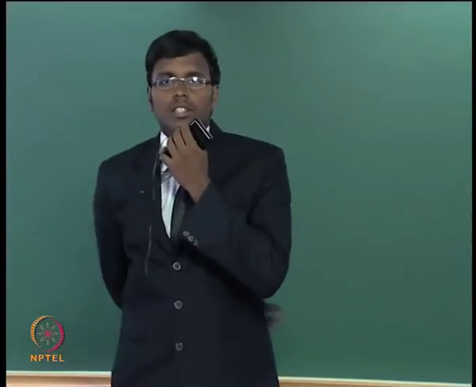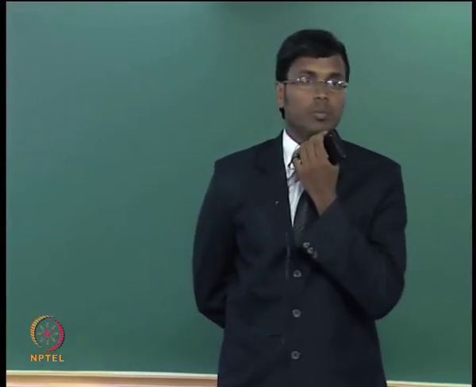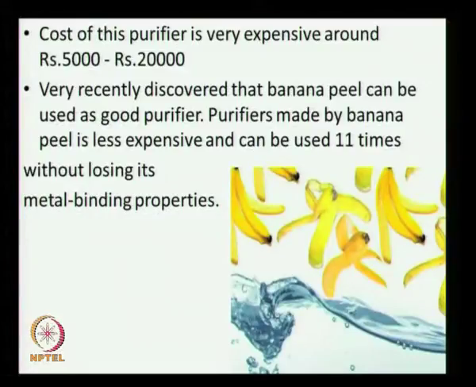The cost of the purifier is very expensive. It's around rupees 5,000 to rupees 20,000. Coming to the improvements, it was very recently discovered that banana peel can be used as a good purifier. Purifiers made from banana peel are less expensive and can be used 11 times without losing their metal binding properties.